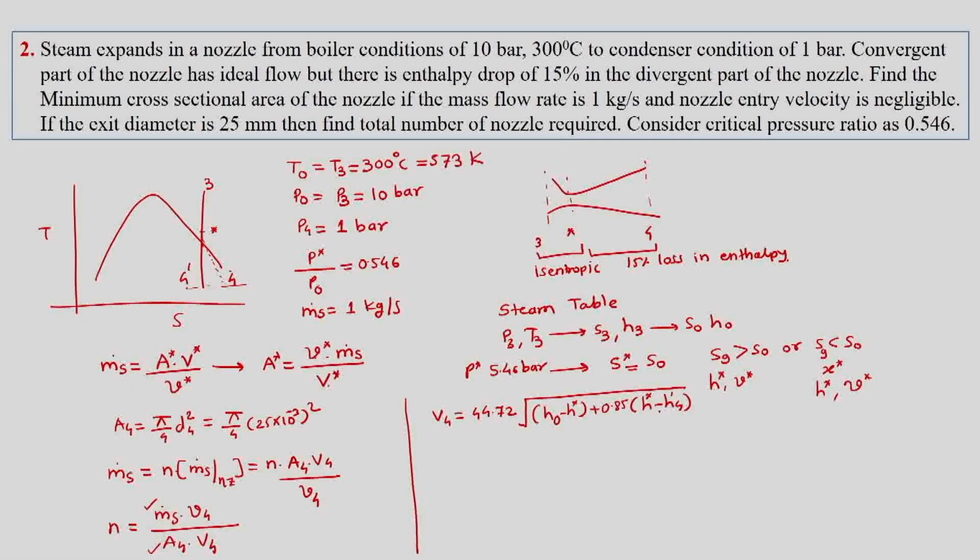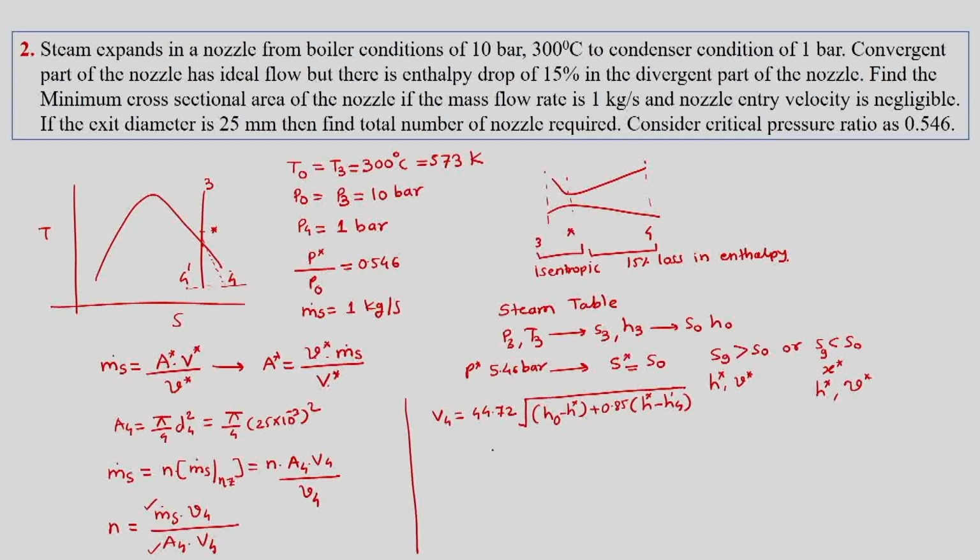Same procedure we will follow. We can do one thing. This 0.85 accounts for the loss of 15%, and this is the enthalpy drop in the divergent portion. This is the enthalpy drop in the convergent portion. So this summation is the total enthalpy drop in the nozzle, and this is the velocity. Now we can find out H4 dash.